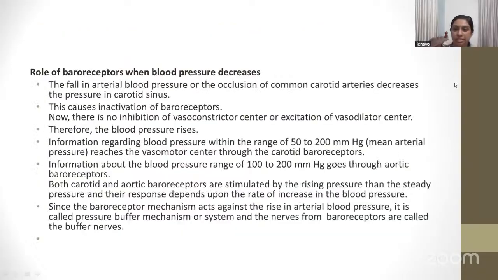When the blood pressure is decreased, i.e. the blood pressure is dropping, the baroreceptors can also sense the pressure difference, i.e. the pressure will be less, and it will cause the inactivation of the baroreceptors. When the baroreceptors are inactivated, there will not be any inhibition of the vasoconstrictor center. So the vasoconstrictor center is no longer inhibited, and vasoconstriction can occur. It will lead to an increase in total peripheral resistance, and cardiac output will be increased, thereby trying to raise the blood pressure level.